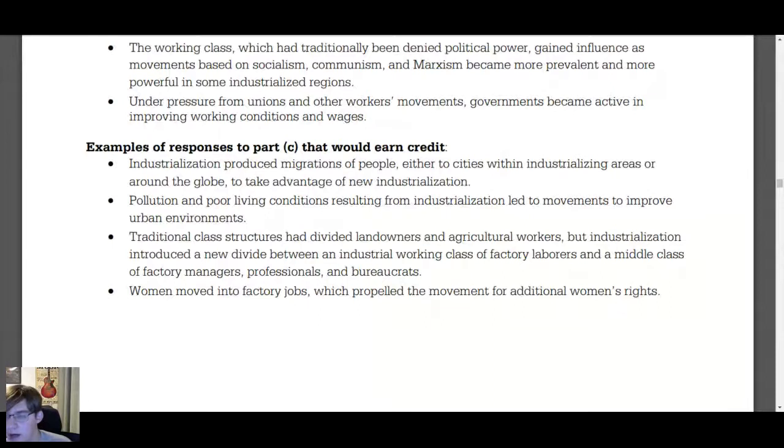If you connect how pollution affected the living areas, you would want to talk about the development of urban environments and stuff. You'd want to talk about industrialization and connect pollution, industrialization, poor living environments, et cetera. So yeah, that's kind of that one.